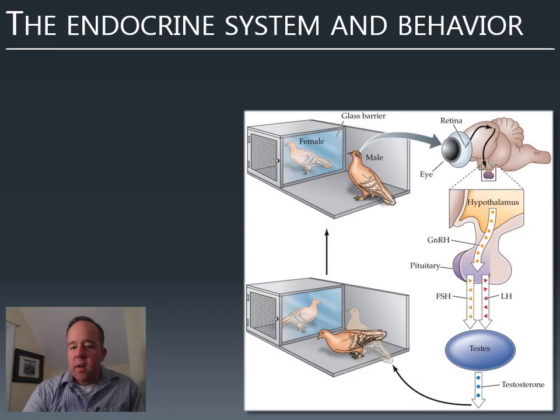And of course, these things affect not just levels of chemicals in the blood and the development of the body, they also have an impact on behavior. And here we'll see another kind of feedback loop. So here we have two pigeons. We have a female pigeon in a cage and a male pigeon that can see her.